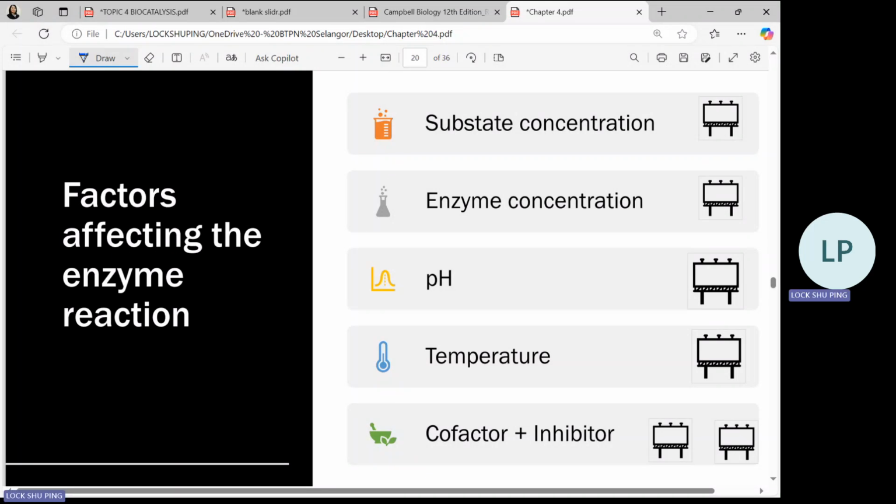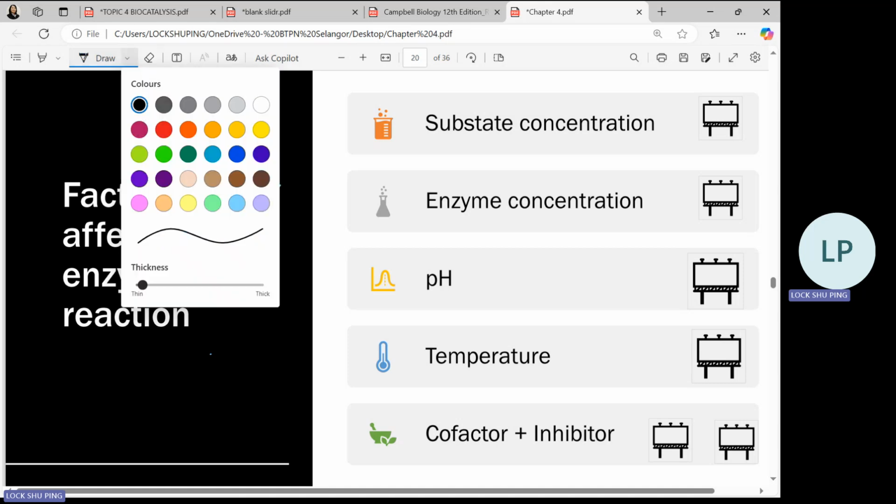Okay, next we come to the factors affecting the enzyme reaction. When we're talking about the factors affecting the enzyme reaction, we can discuss the factors that can increase the functioning of the enzyme, or we can also explain the factors that can decrease the function of the enzyme. If I want to say the factors that can increase the function of the enzyme, so definitely they are going to be, what?